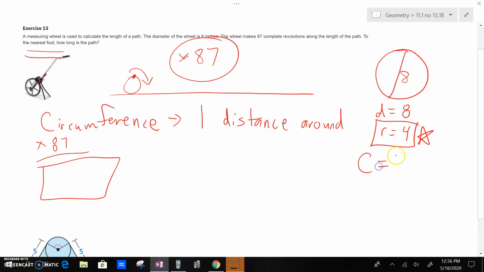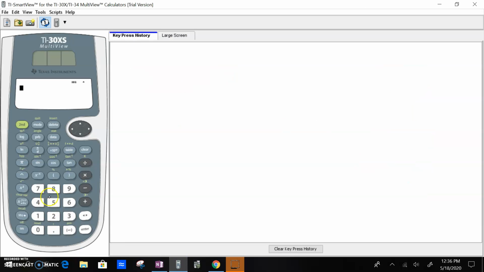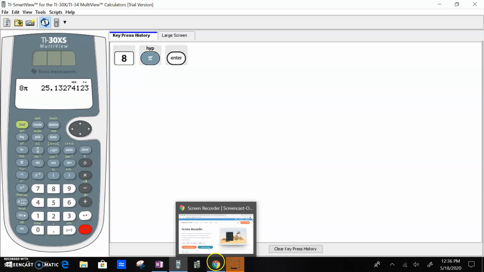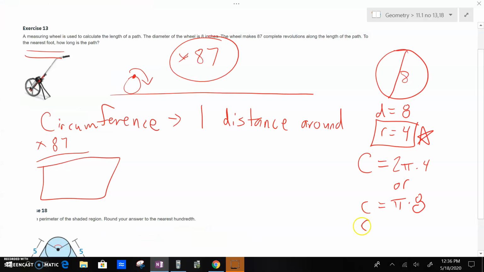So first thing to do is just find the circumference of the circle. Circumference of the circle is 2 pi r, or in this case they gave you diameter, so you could do the pi d equation. Either way you're going to get 8 times pi. So you either do 2 times pi times 4, which is 8 pi, or you just do pi times 8. Let's just do that. So 8 pi gives us a decimal, 25.132, or 25.1 we can call it. So that's our circumference, 25.1 inches.